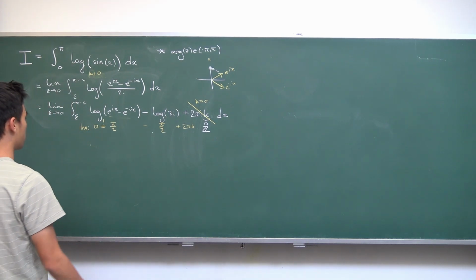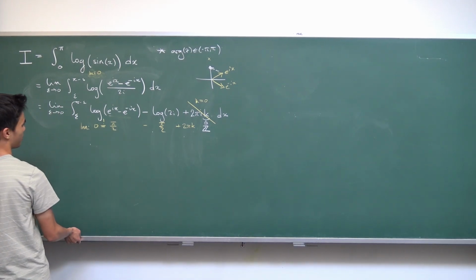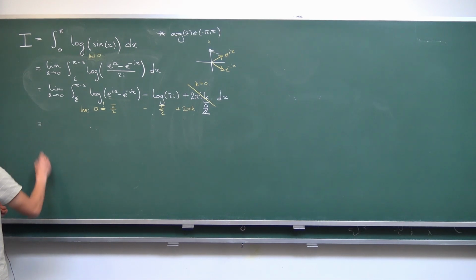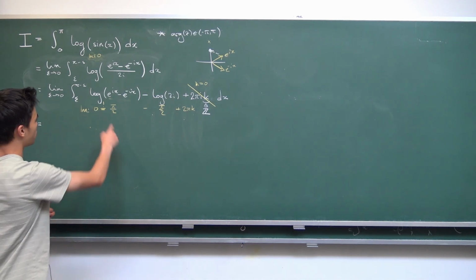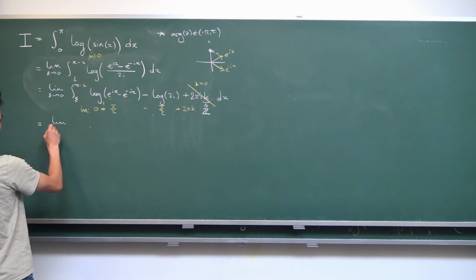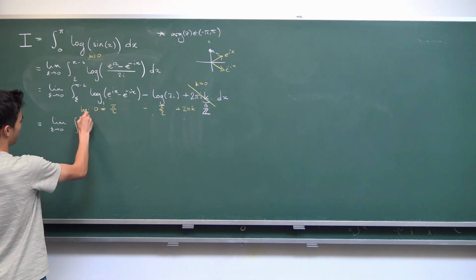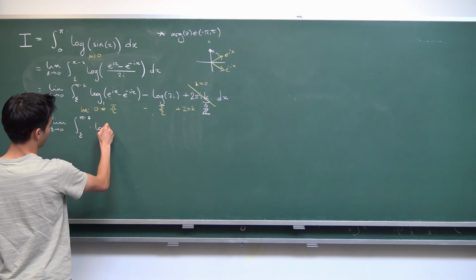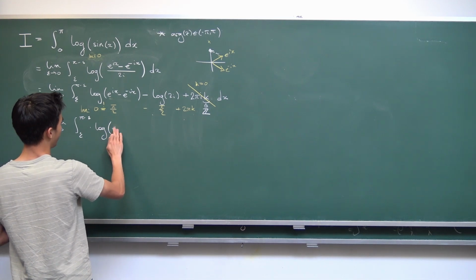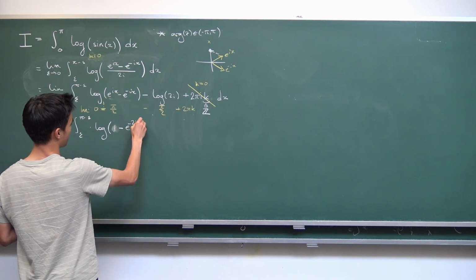Okay, so next thing I'm going to do, we have 2 exponentials in here. I really want 1 exponential instead of having to deal with 2. So what I'm going to do is factor out one of those exponentials, and I'm going to choose to factor out e to the ix. Why not? So this is going to be the limit as epsilon approaches 0, integral from epsilon to pi minus epsilon. We have the logarithm of, I want to factor out e to the ix. So that leaves us with 1 minus e to the minus 2 times i times x.